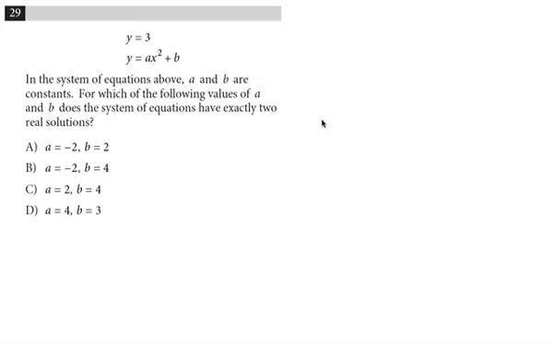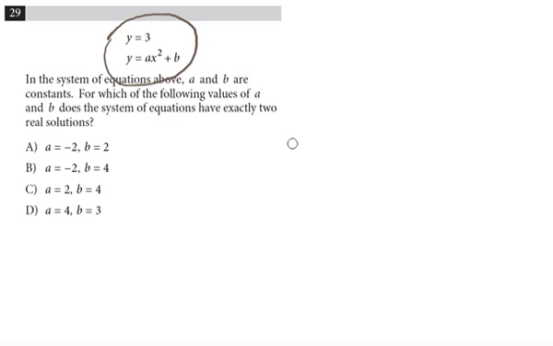Problem number 52 from your deep practice book. You're given two equations up here. And then you're told that A and B are constants. We can just throw that away. It just means that A and B are numbers that don't change.